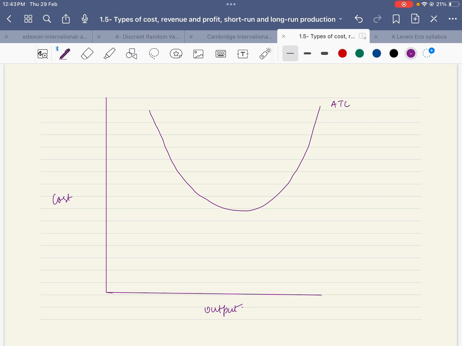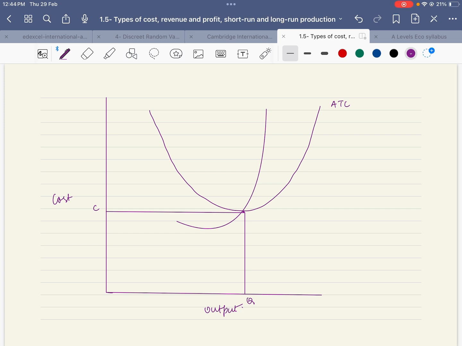Optimum output is where average total cost is the lowest. We know that marginal cost intersects the average total cost curve at its lowest point. This is the lowest point where the average total cost is the lowest. So this is the optimum output and this is the optimum cost. If the firm is producing at this cost and this output, then they are producing at the optimum level. Also, there is profit maximization at this point only.